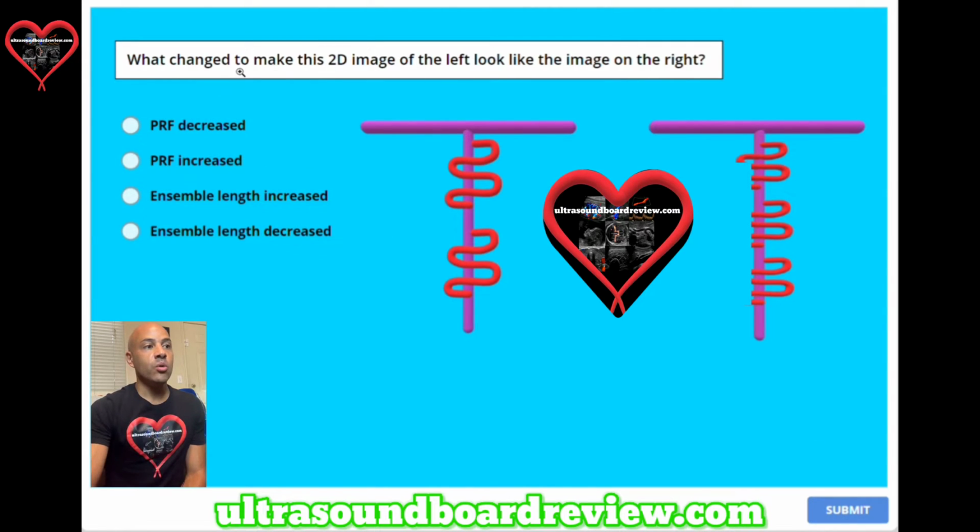Question 11. What changed to make this 2D image on the left look like the image on the right? A, PRF decreased. B, PRF increased. C, ensemble length increased. Or D, ensemble length decreased.